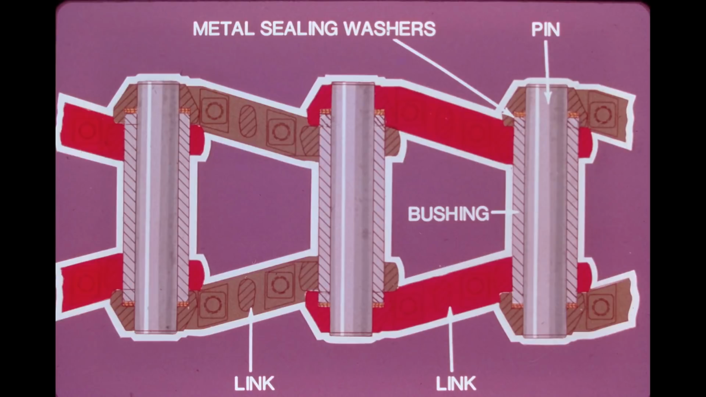The link pin bushing arrangement is seen more clearly with this cross-section top view. Notice the position of the metal sealing washers.